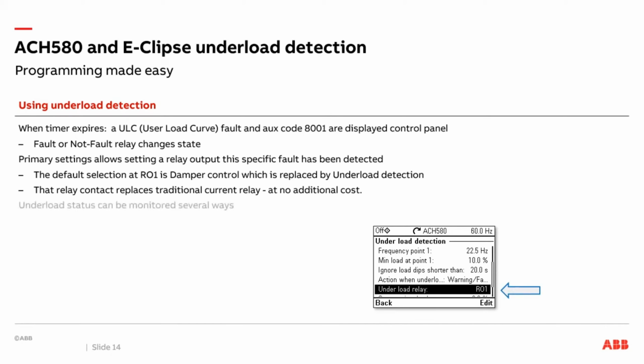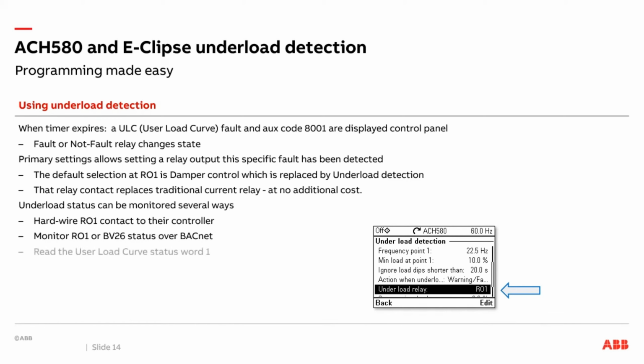Then, building automation can monitor relay output 1's status in several ways. They can hardwire relay output 1 to their controller. They can monitor the relay output 1 status using comms like BACnet, or they can read the user load curve status word.